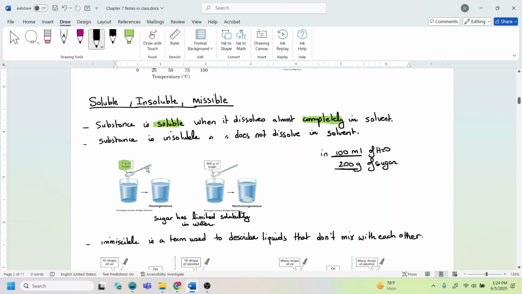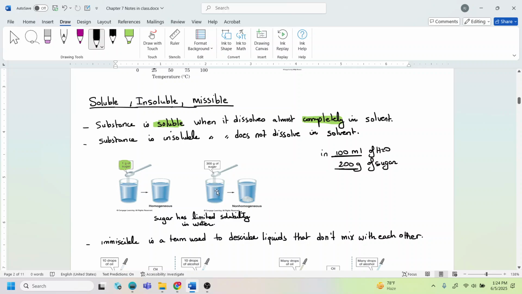Okay? So let's say I add 1 gram of sugar, which is less than 200 grams in 100 mL of water. The sugar will dissolve in water and the solution will be homogeneous. The term homogeneous, I use whenever the solute is completely dissolved in the solvent. I would say that the solute and the solvent are soluble in each other and they make a homogeneous solution.